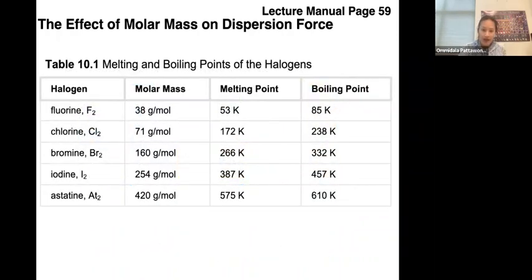Intermolecular forces also have an effect on melting point and boiling point. Melting point is the temperature at which a solid becomes a liquid, and boiling point is the temperature at which a liquid becomes a gas. As we saw in the previous slides, temperature is related to kinetic energy, and that is also related to the strength of the IMF, right?